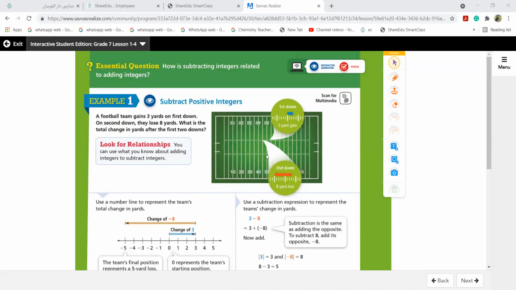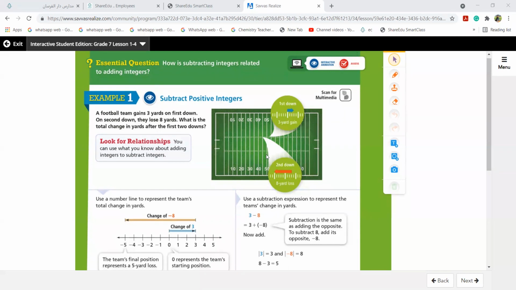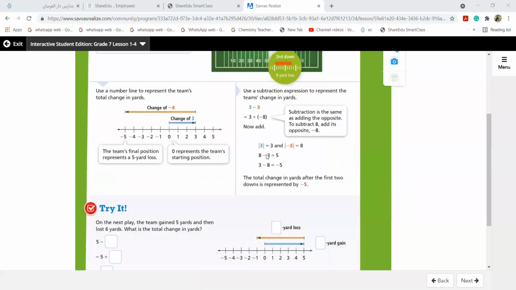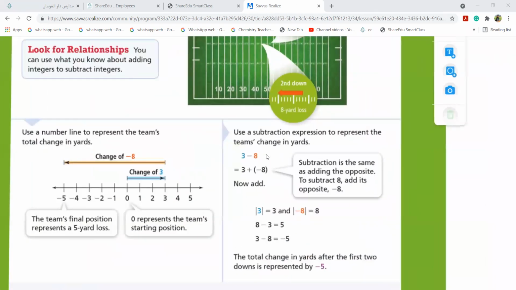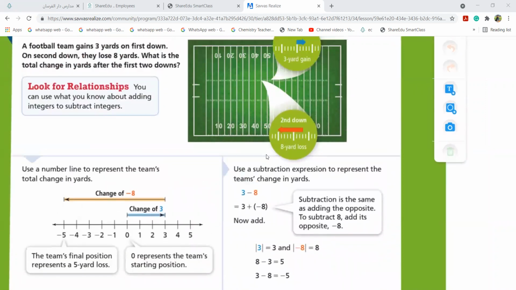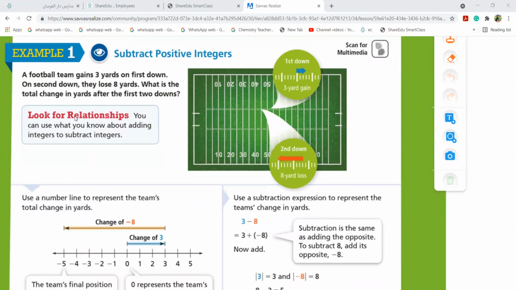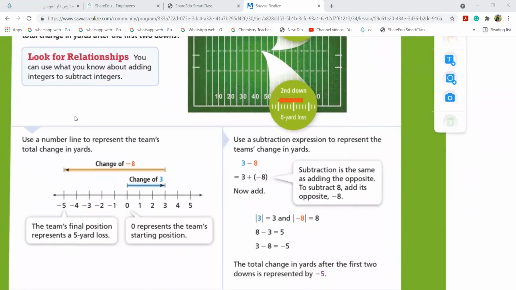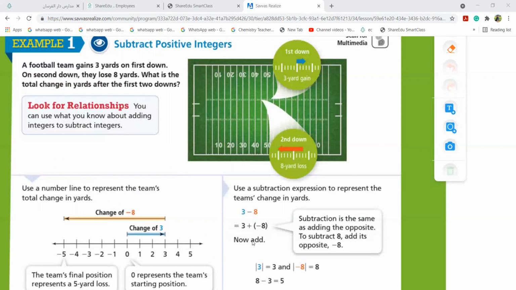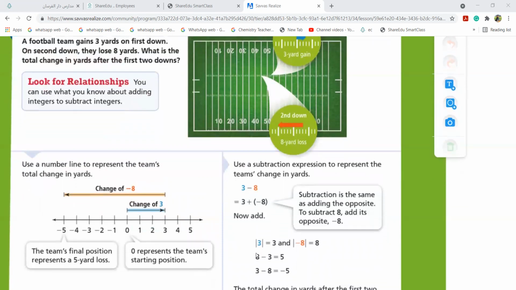Let us start with lesson 1.4, subtract integers. At first, they have used a number line to explain. And later on, for example, a football team gains 3 yards. What is the meaning of gain? Gaining means it is plus 3 on first down. On the second down, they lose 8 yards. So 3 minus 8. What is 3 minus 8?